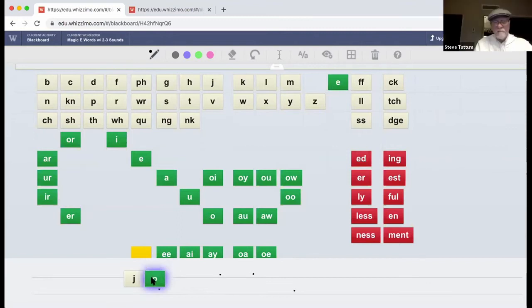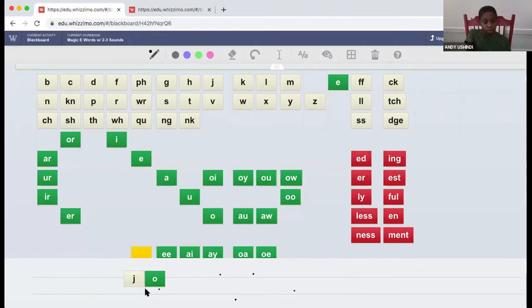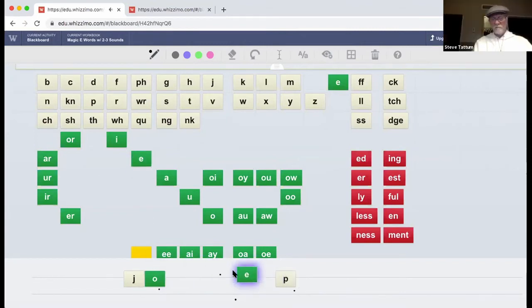All right, let's go back to this. What's this say? Jot. This right here. Jote. Jote, is that what you see? Joe. Good. Job. Excellent. Oops.